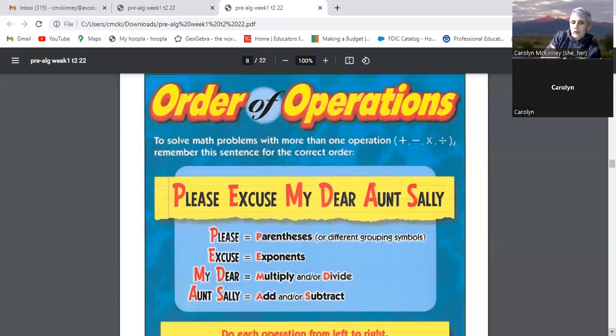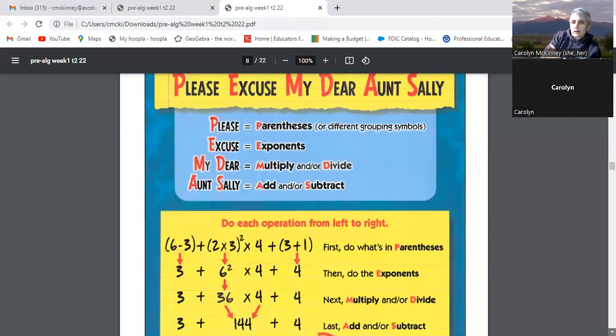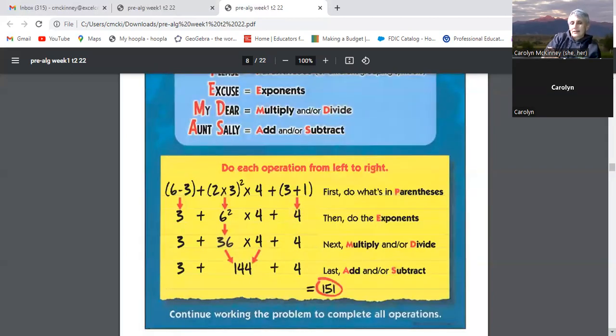So you see, here's an example that has lots of steps, right? Lots of steps. And see how each time the rest of the problem that's not being done at that time is just getting brought down.